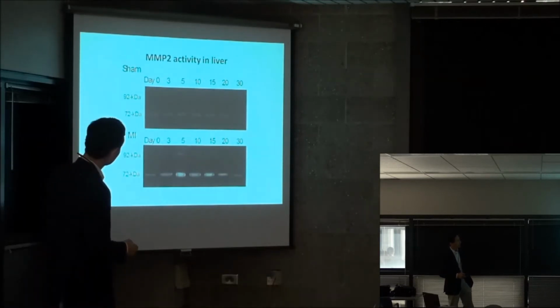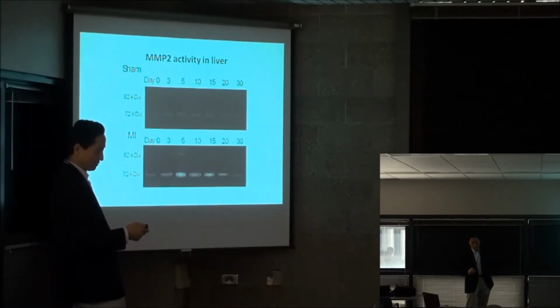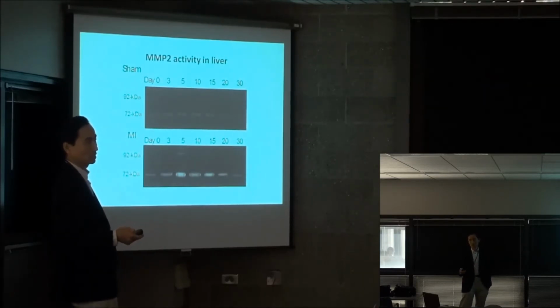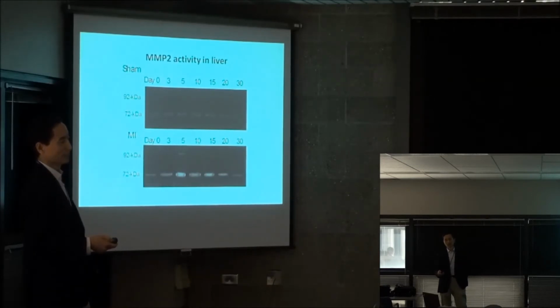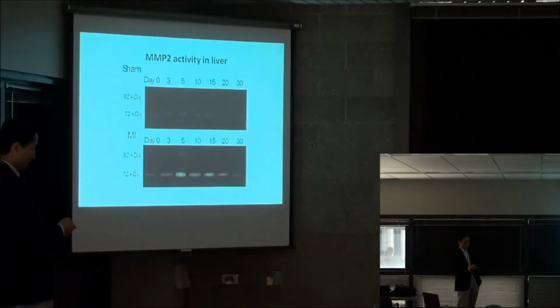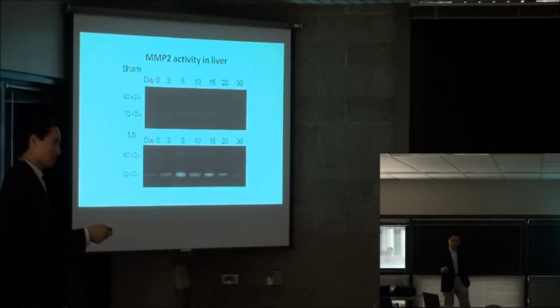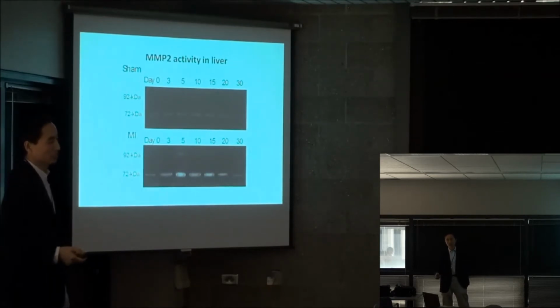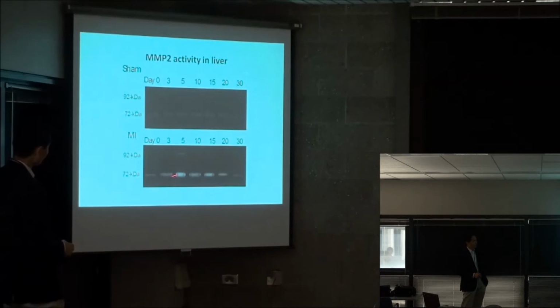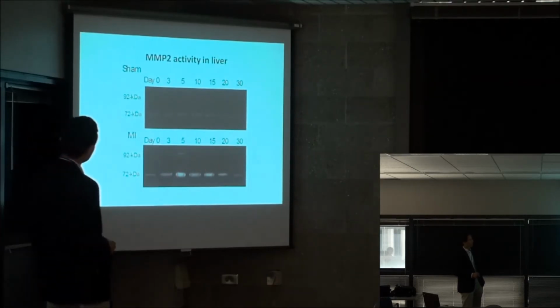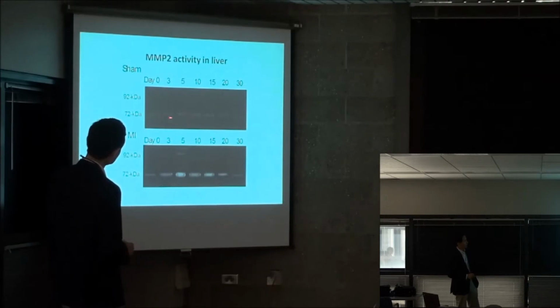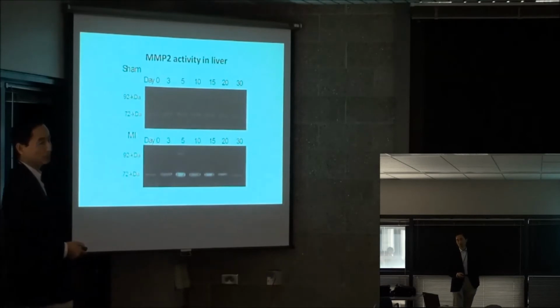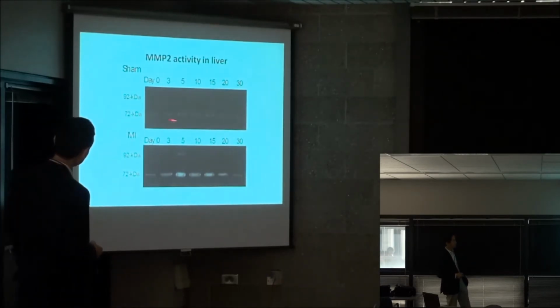And next thing we did was to test the MMP2 activity by using zymography. You just mix some gelatin, broken collagen molecules, in a gel block to run electrophoresis and see if the liver specimen lysate will degrade gelatin. If gelatin is degraded, you will see a white band. So in sham-operated mice, you see only a minimal basal level of activity of MMP2, or the expression level is very low.